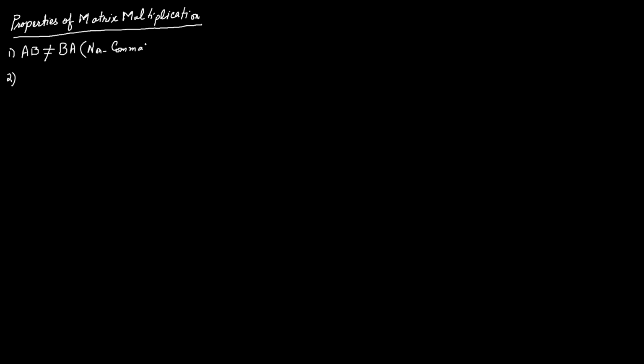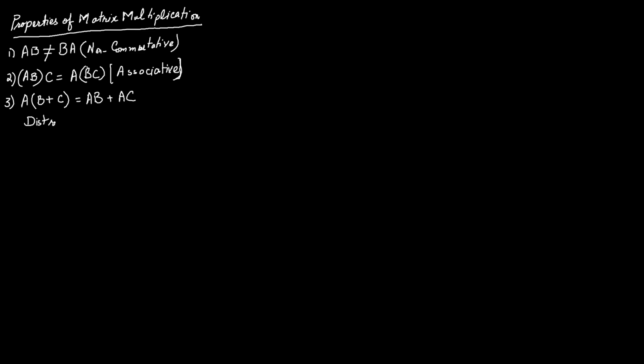Properties of matrix multiplication. First, AB is not equal to BA, matrix multiplication is non-commutative. Second, matrix multiplication is associative. Third, matrix multiplication is left distributive over addition. It is also right distributive over addition.